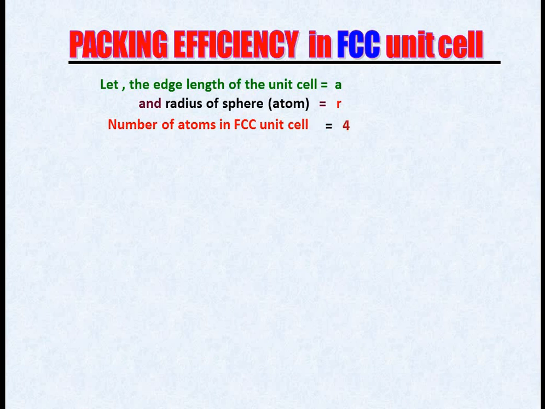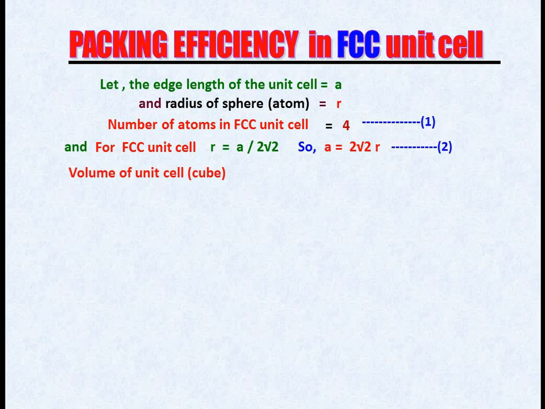No need to derive it again. The relationship between r and a for the FCC unit cell is r = a/(2√2). Expressing a in terms of r, a = 2√2 r. Now the volume of the unit cell, that is a cube, is equal to a³. We put the value of a, the cube of 2√2 r, which is equal to 16√2 r³.